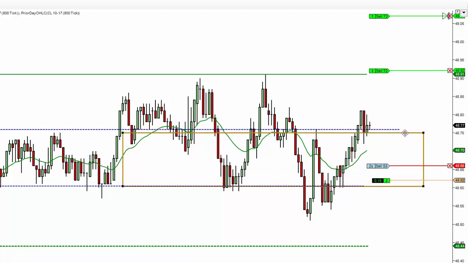I mean, it's hardly ever possible. As you can see, if you look at it now, this is kind of developed. You can see this area here is really an area of resistance or support.